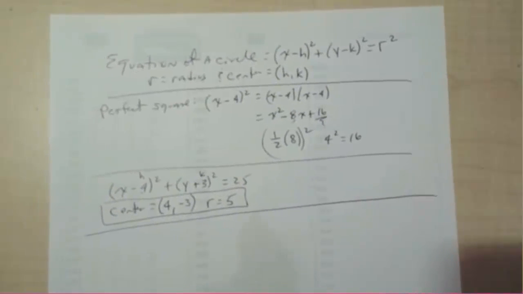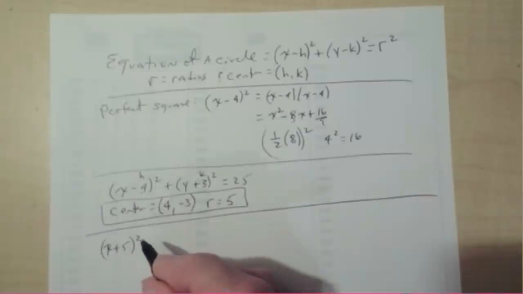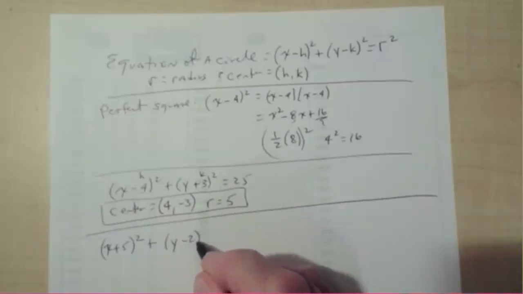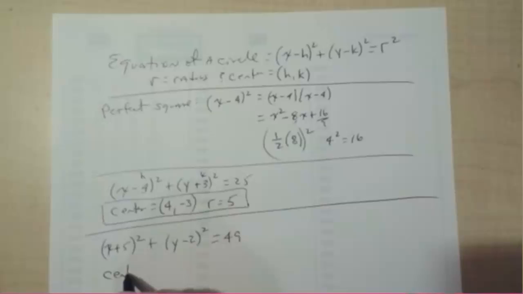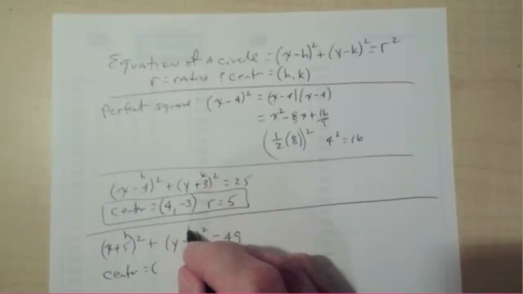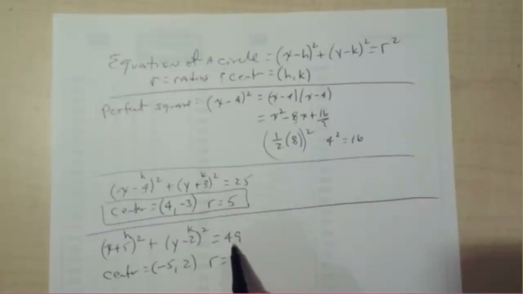Okay, let me do another one. If we have (x plus 5) all squared plus (y minus 2) all squared equals 49, what's the center of the circle? Negative h, negative k. Remember, this one's h, this one's k. So it's going to be negative 5 and a positive 2. And the radius is the square root of 49, which is 7.